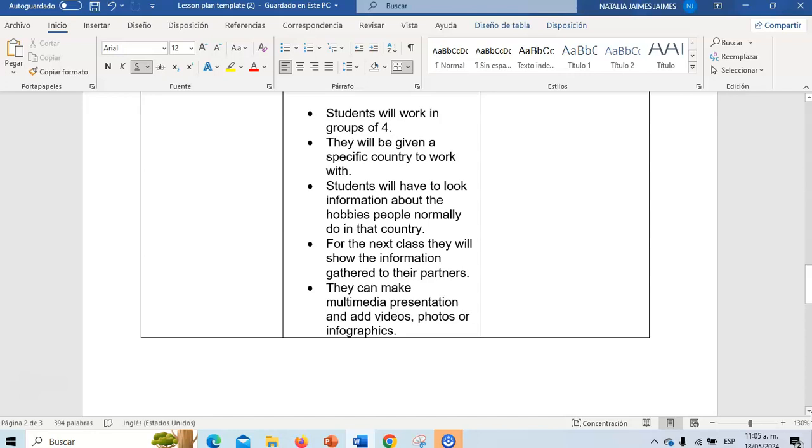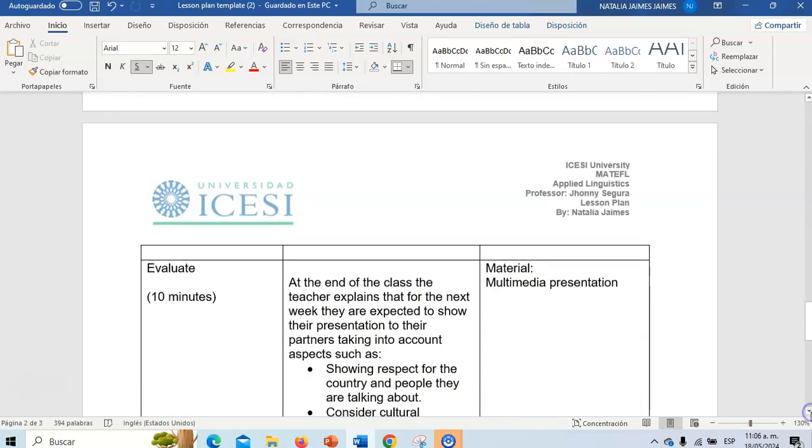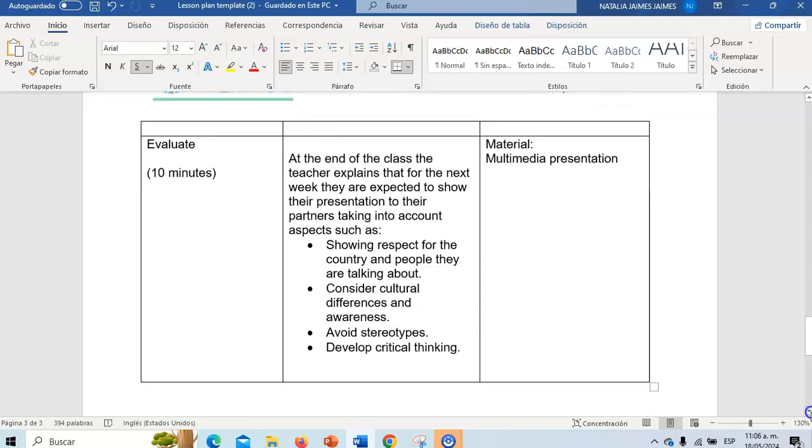And the idea is that at the end of the research, they prepare a presentation. They can add videos, photos, an infographic or whatever relevant information that they consider. As this lesson plan is for 2 weeks, the evaluation part is explained in 10 minutes, but they will have the next week to present the whole presentation to their partners.